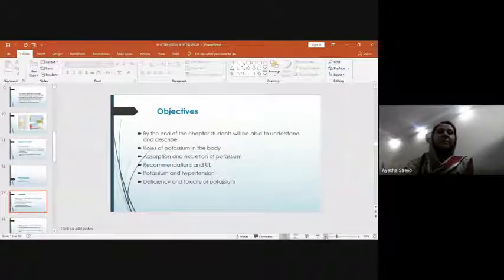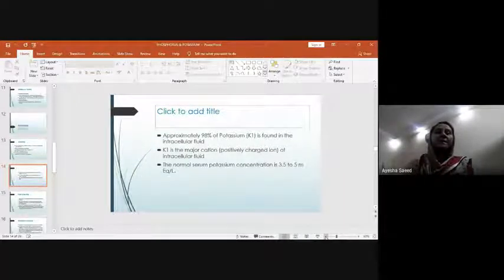By the end of the chapter, you will be able to understand and describe the roles of potassium in the body, absorption and excretion, recommendations and upper limit. Potassium and hypertension will also be discussed, as well as deficiency and toxicity of potassium.